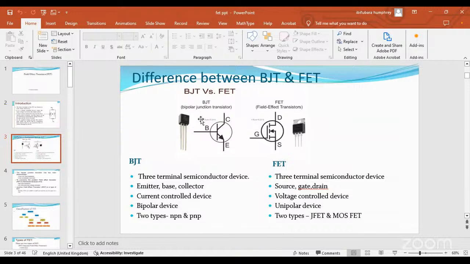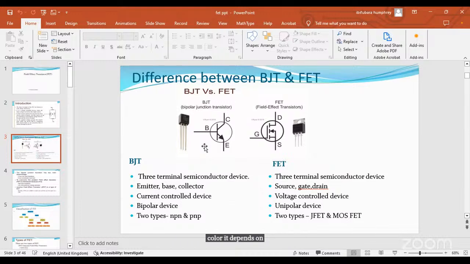BJT is called bipolar because in BJT we have two charge carriers. We have holes and electrons as charge carriers. Electron may be the majority charge carrier, while hole is the minority charge carrier, or electron may be the minority charge carrier, while hole is the majority charge carrier. It depends on the configuration.